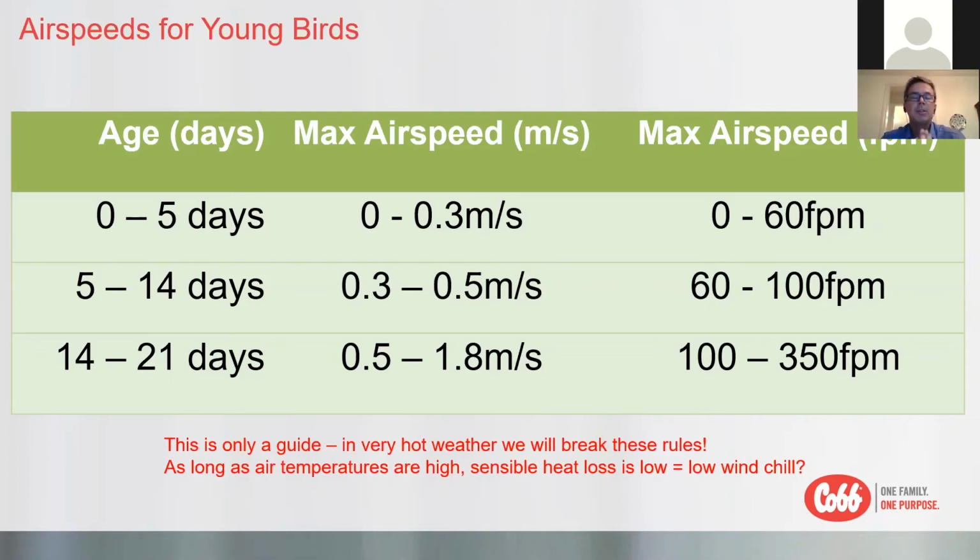This table is generally looking at if we are close to target, maybe 30 to 32 degrees C outside. But the minute we move into higher temperature ranges, yes, we will break these rules and the birds will not respond negatively. So yes, we can run air across young chicks in extreme conditions.